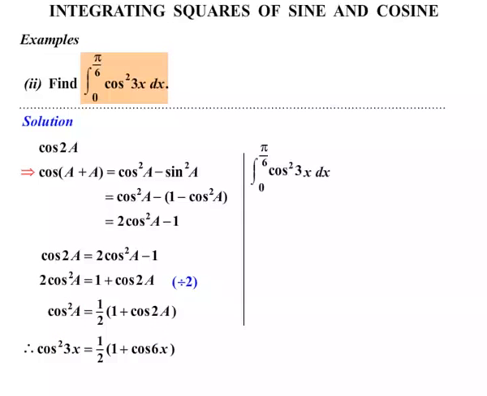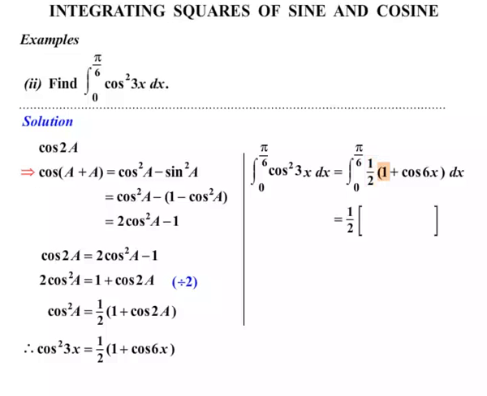So the integral then, let's write that down. We write down our limits, pi on 6 and 0, and the cos squared 3x, we're going to replace it with what we've just found. So let's write that down. So the half, again, that's the constant that just goes out the front there.